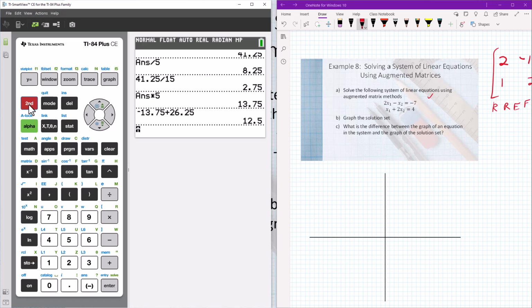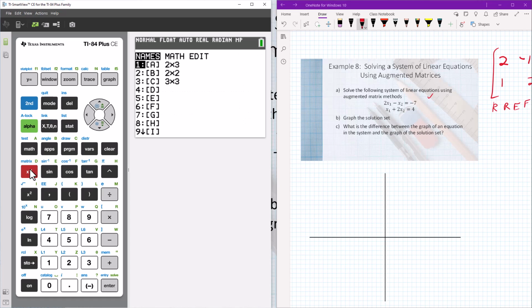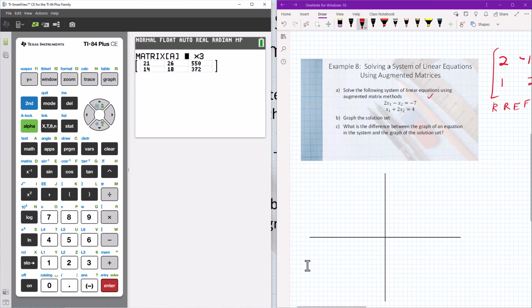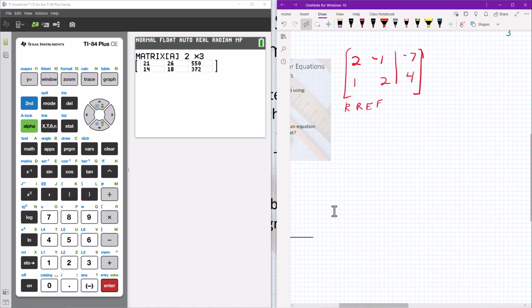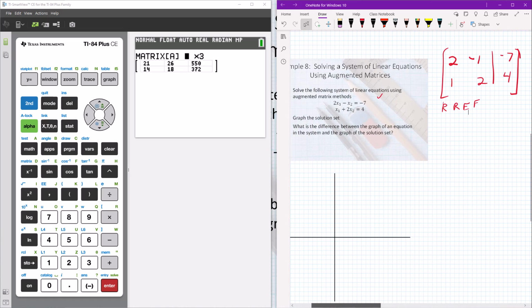So I'm going to click second, matrix. And the first thing that we need to do is edit a matrix. So let me come over here to edit, okay? And I'm going to edit matrix A. There is matrix A. Now matrix A is going to be a 2x3 matrix. See, there is our reduced echelon matrix. Let me see if I can get the matrix and the equation up. There we go, yeah. It is a 2x3 matrix. Good, we have the correct dimensions.